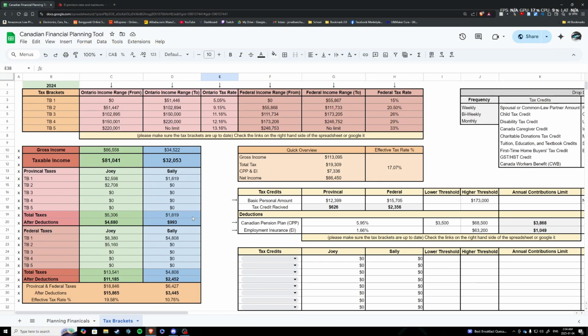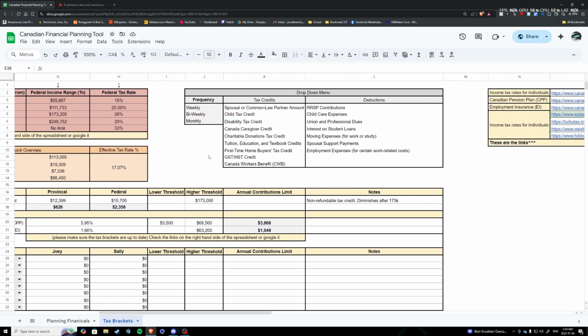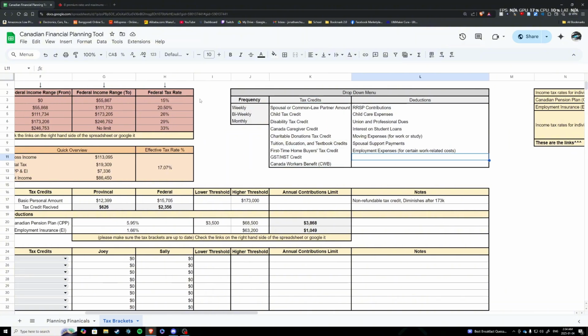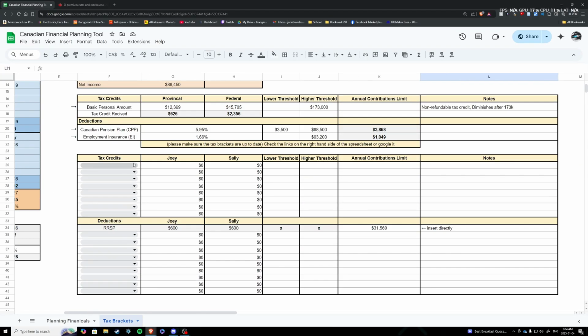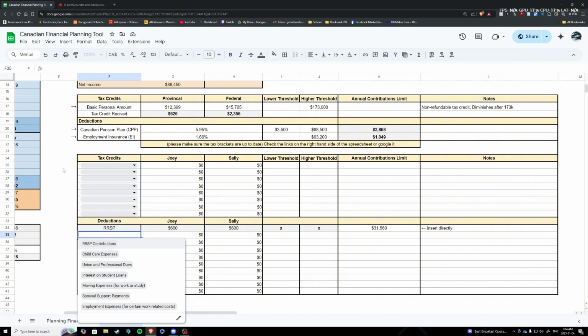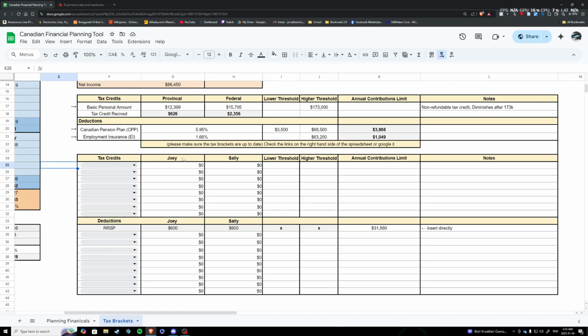I don't know if there's anything else I really need to explain. Oh, right, over here you can update your drop-down menu. So as you can see, tax credits and your deductions, you can update or change these however you want. And you'll see the changes here. For the tax credits and deductions, you'll have to look up how to calculate those, or how much of a tax credit or deduction you can get, and just put your values here. And you have your section for both Joey and Sally.